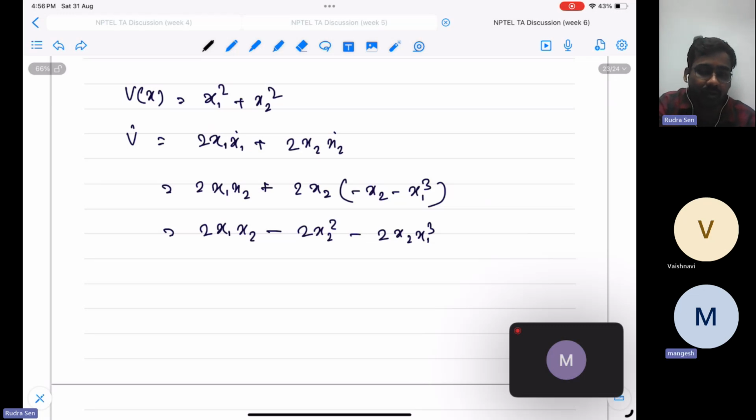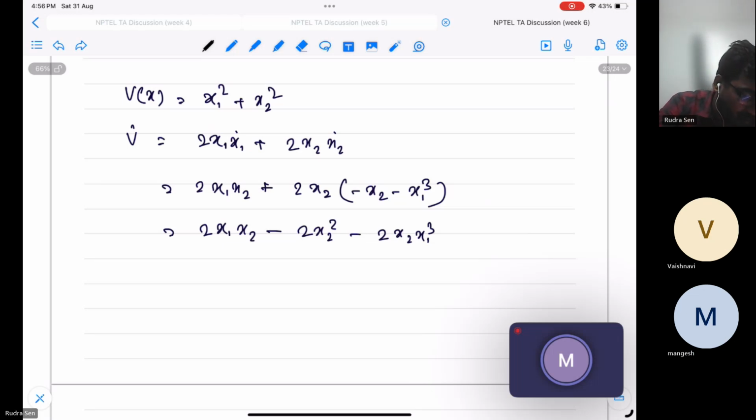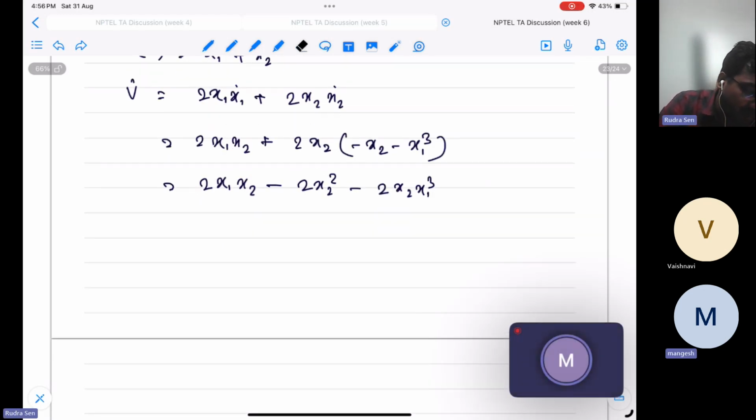First of all, for example, I have chosen x1 equal to minus 1. So x1 cube will be minus 1, and minus and minus will become plus. So it is positive definite. So V dot is positive, so the system is unstable.